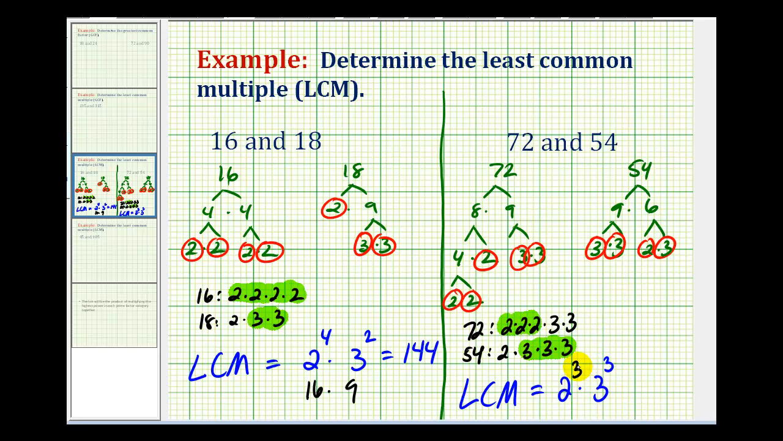So here we have 2 to the 3rd, which is 8, times 3 to the 3rd, which is 27. And 8 times 27 is equal to 216. So 216 is the smallest number that's a multiple of both 72 and 54, which is called the LCM.